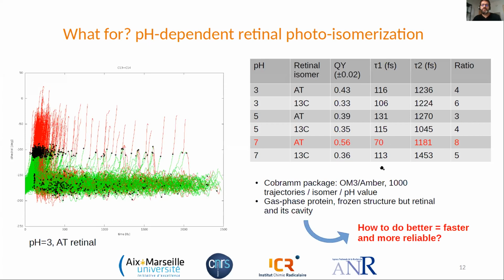And it actually turns out that because we had to run such a large amount of trajectories, we needed to rely on a very low level method for the QM package. In that case, it is the COBRAMM package based on the semi-empirical OM3 Hamiltonian. And it turns out that the potential energy surface for this system at this pH value is not so good. And also, we were obliged to consider the protein as in the gas phase, so we had to remove the membrane. Most of the structure was frozen, with the exception of the retinal and its cavity.